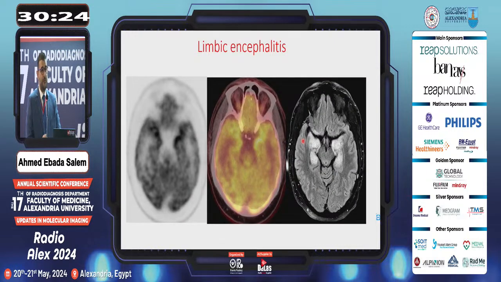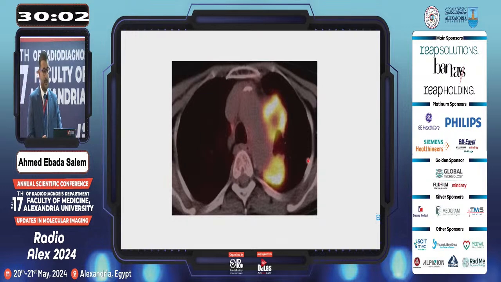PET-CT can also be useful in patients who present with paraneoplastic syndrome. So this patient had an altered mental status, and they were concerned about malignancy. So he had an MRI as well as PET-CT, and as you can see, the patient had limbic encephalitis. We can see that there's increased activity correlating to the medial temporal lobes, and the patient underwent PET-CT, and they had lung cancer.